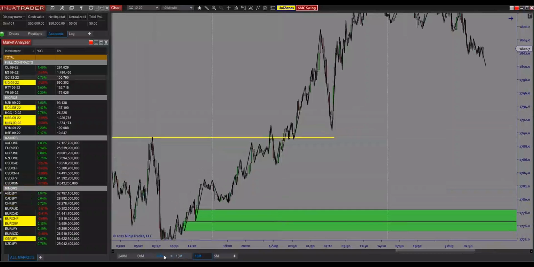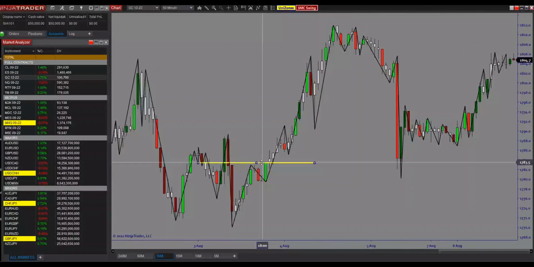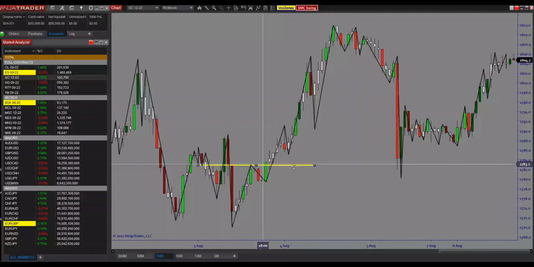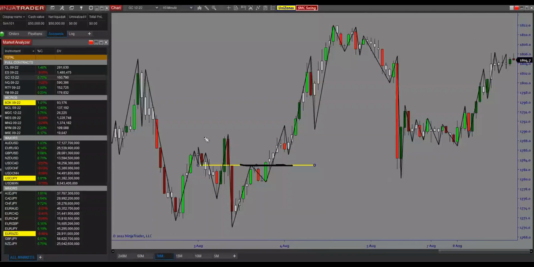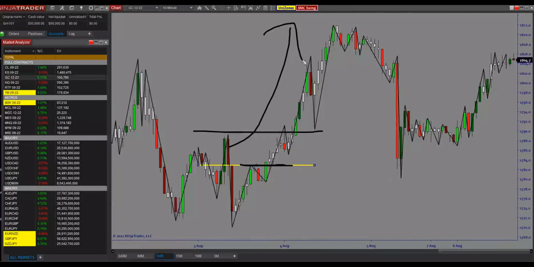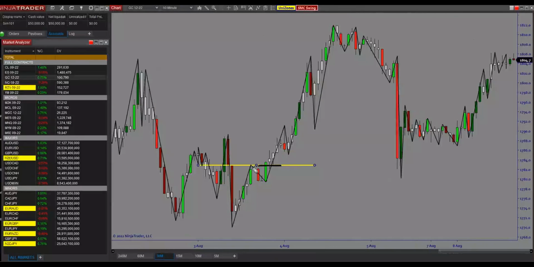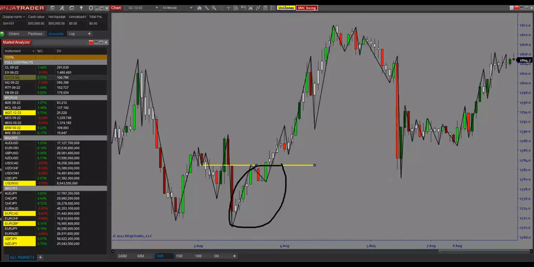So we'll go down into the 30. This was the break of structure, the last break of structure. You see that? I normally like to try to find the last break of structure that led to the big move. That's what I'm trying to do, and I'm trying to find the order blocks that led to that. That's kind of the way I go about this.